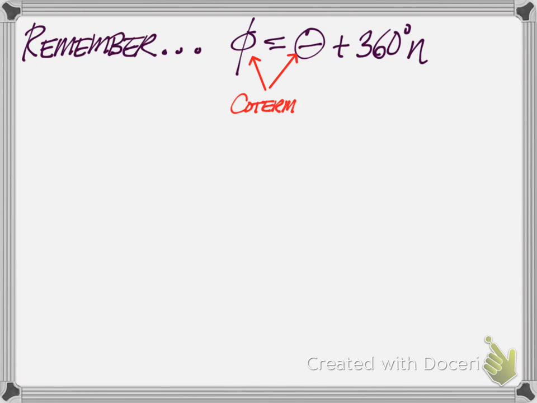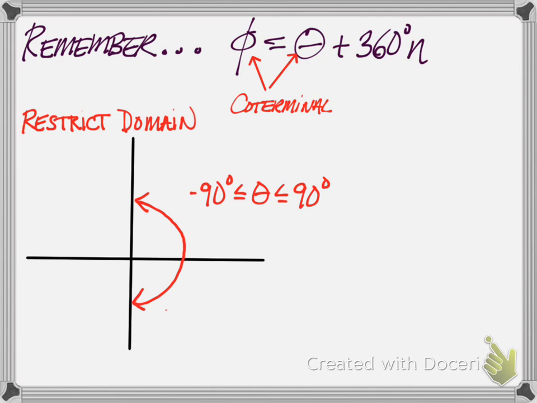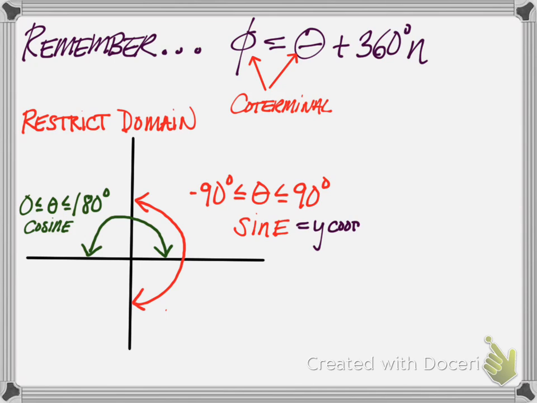So again, remember we had this coterminal definition for phi and theta where we have multiples of 360. Well, if we look at our axes, and if I think about restricting the domain, there's theta that goes from negative 90 to 90. And if I think about sine, it is going to be within that domain. From 0 to 180 is going to be cosine. Let's think about what's happening here.